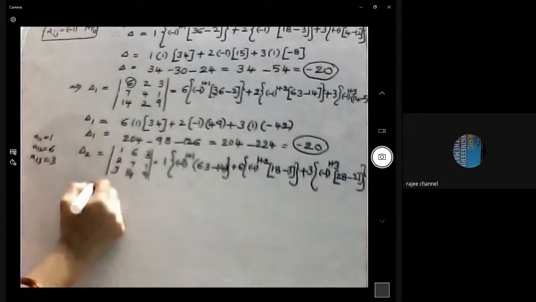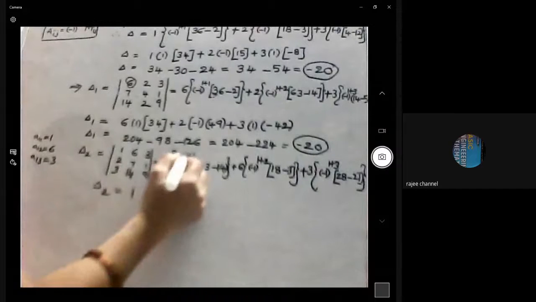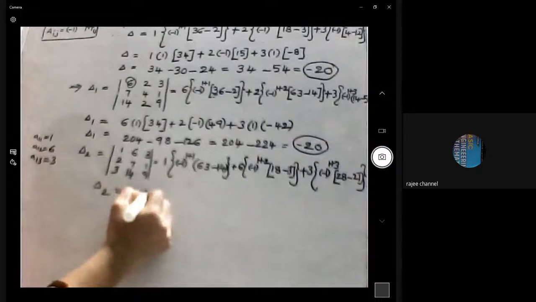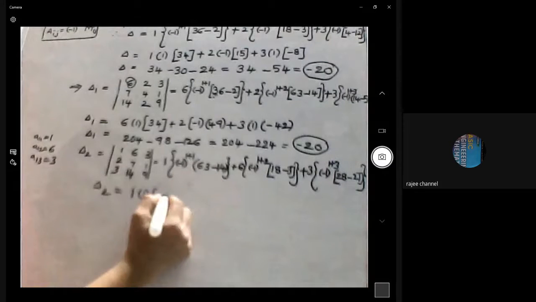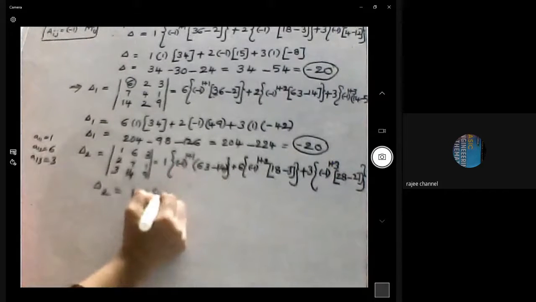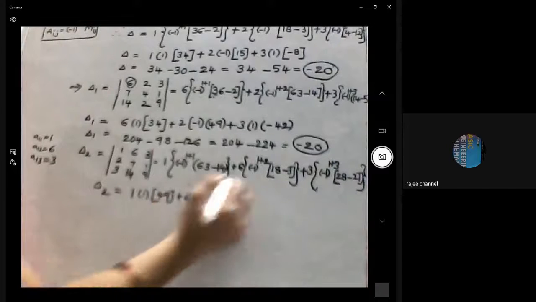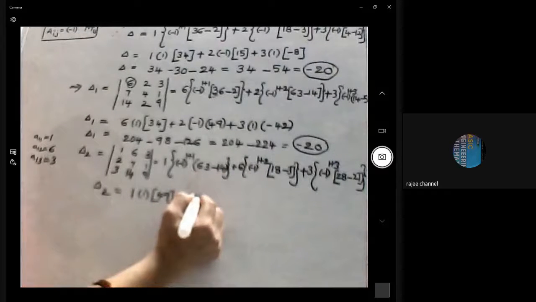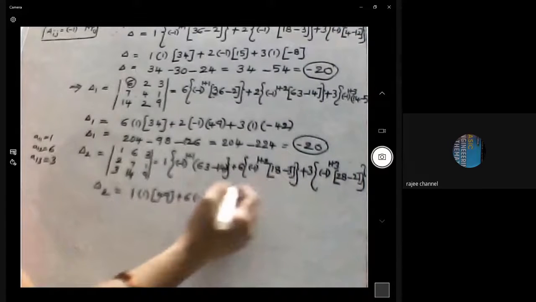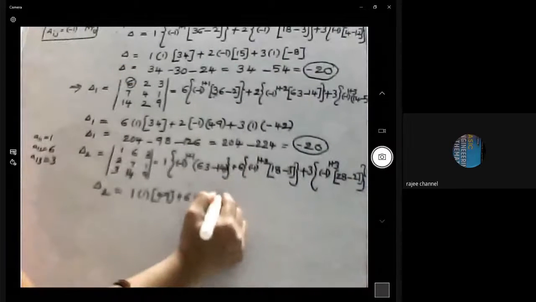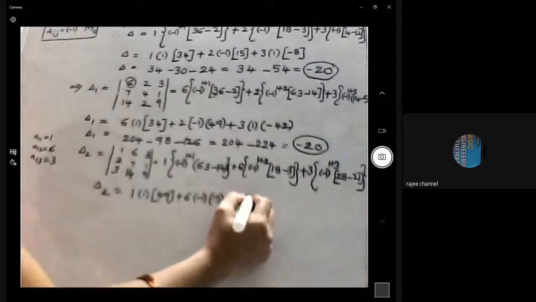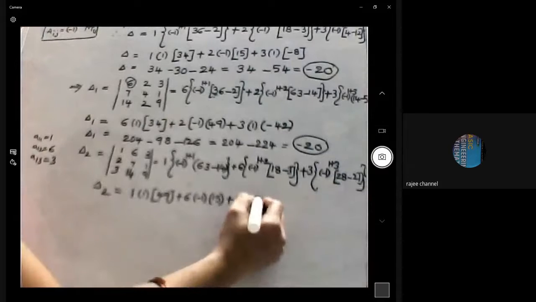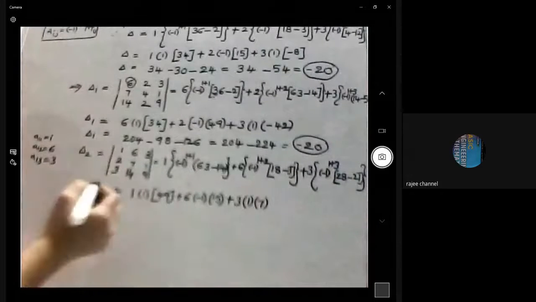Next, delta 2 equals 1 into minus 1 whole power 2, that is positive 1, into 63 minus 14. Here 3 minus 4, we borrow, so 13 minus 4 is 9, 5 minus 1 is 4, so 49. Plus 6 into minus 1 whole power 3, that is minus 1, into 18 minus 3, which is 15. Plus 3 into minus 1 whole power 4, positive 1, into 28 minus 21, which is 7.